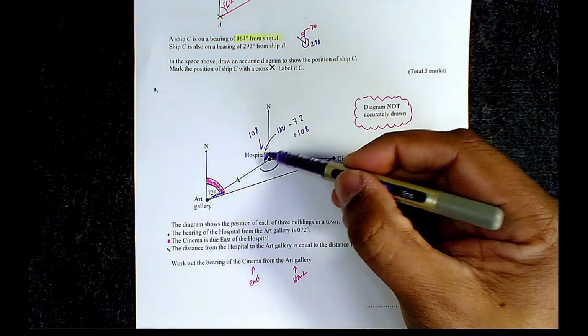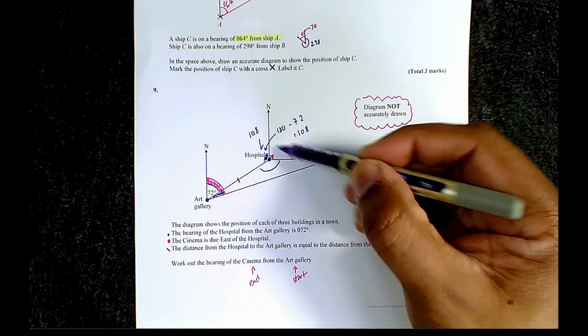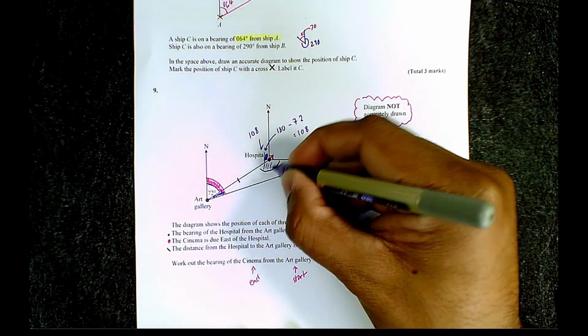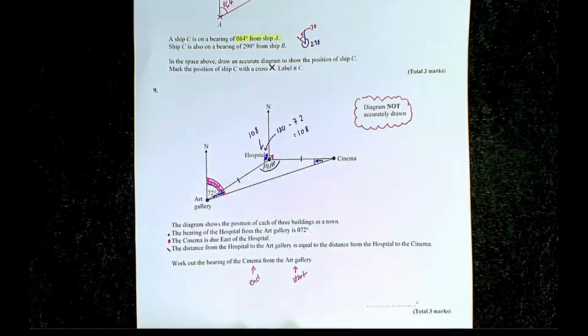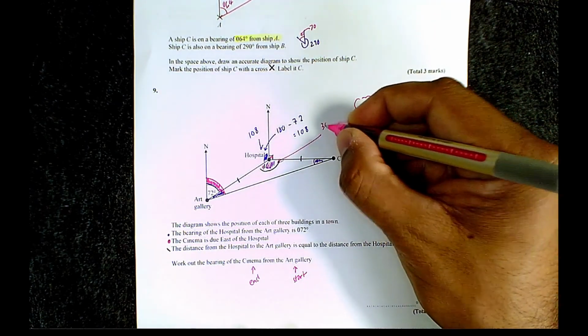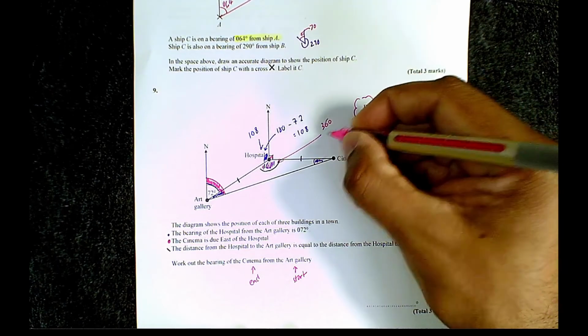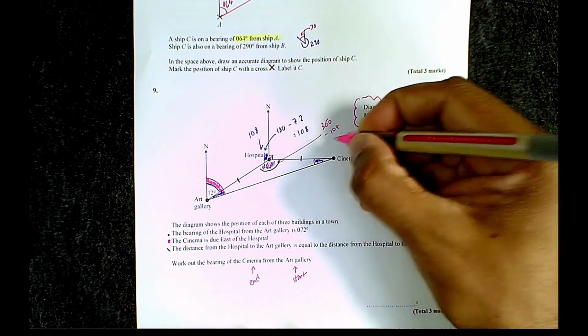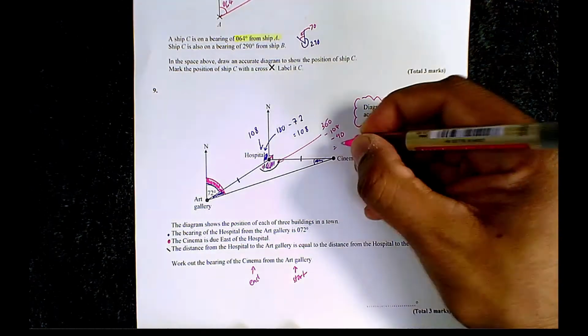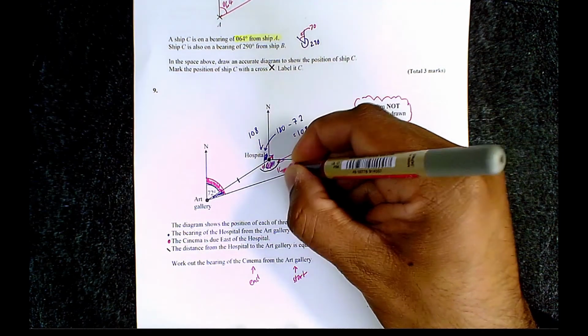Now all of this needs to add up to 360 because angles are around a point. So to work out what this angle here is, let's do that in different colours so it stands out. So this angle here is going to be 360 minus 108 minus 90 degrees. And the answer I get from that is going to be 162 degrees.